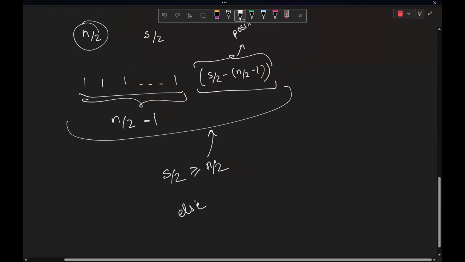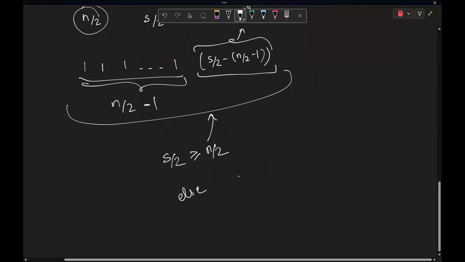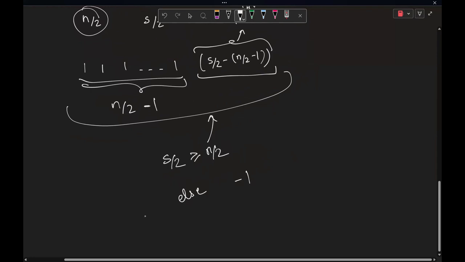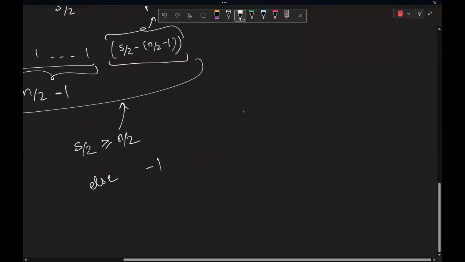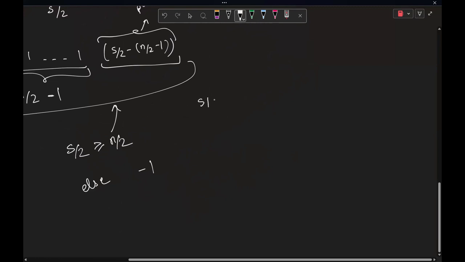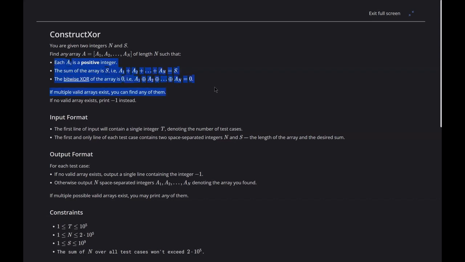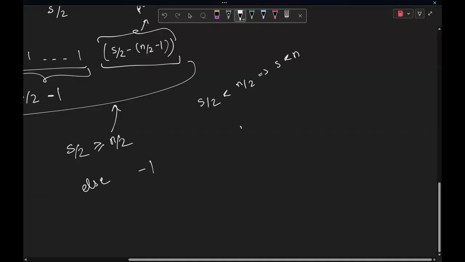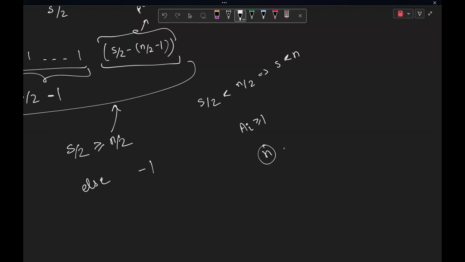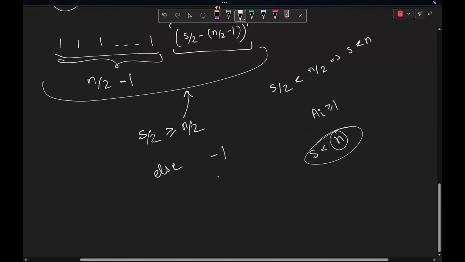Else, in case s by 2 is less than n by 2, then the answer is minus 1. If you want a proof, you can think of it in this way: since s by 2 is less than n by 2, it means s is less than n. And if you want to create an array which follows these conditions, every element has to be positive. So each and every Ai should definitely be greater than or equal to 1. So the minimum sum you will have for the array is n. And since s is less than n, you would never be able to form it. This is sort of a logical or mathematical proof, whatever you consider it.